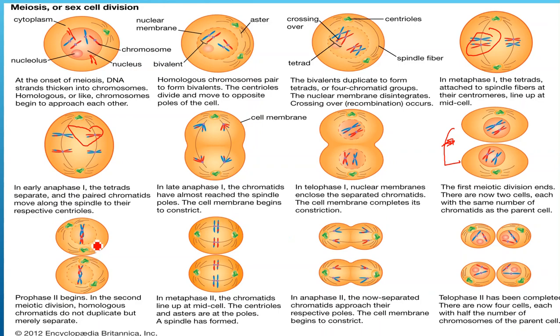So here, as the cell comes, they will align along the spindle fibers. Spindle fibers will pull them to opposite poles, and finally these four daughter cells form. Another division means another point of difference: here there are four daughter cells. Mitosis produces only two daughter cells and meiosis produces four daughter cells.